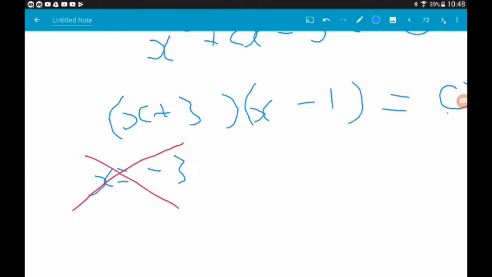So we are not interested in that solution. But we very much are interested in this guy, that would tell us x equals 1. So x equals 1 is our only solution. Good times.